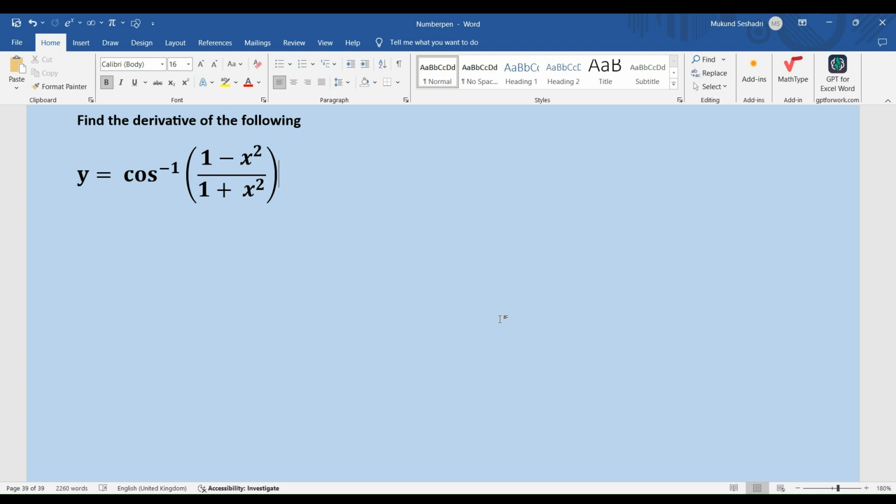So there we have the problem on the screen. Find the derivative of the following. y equals cos inverse of (1 minus x square) divided by (1 plus x square), right?